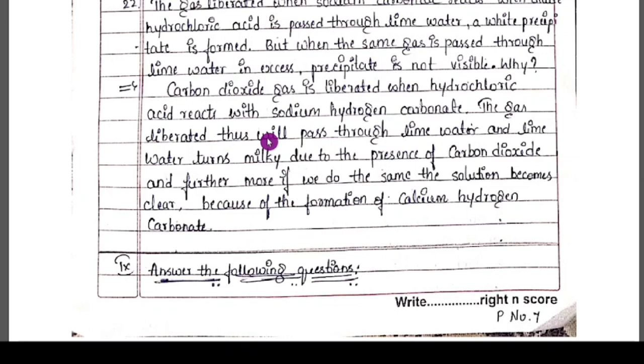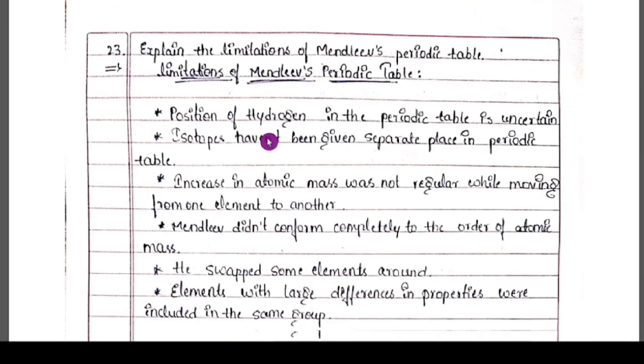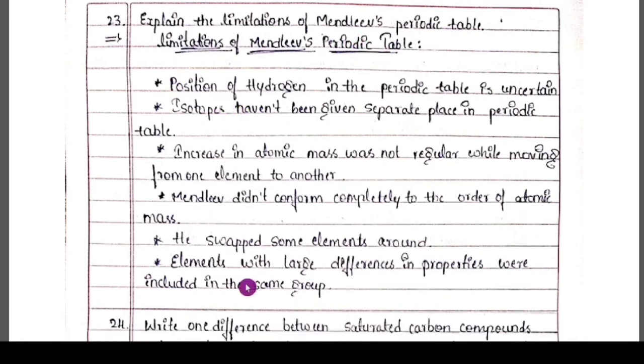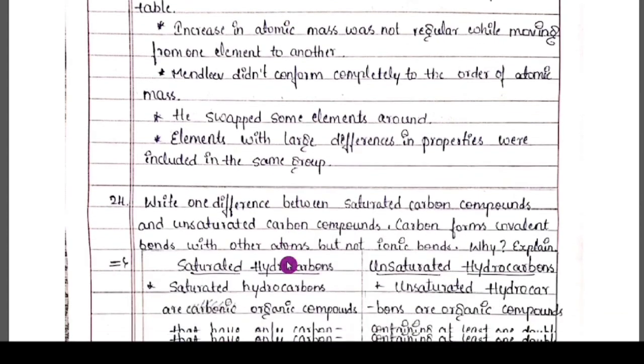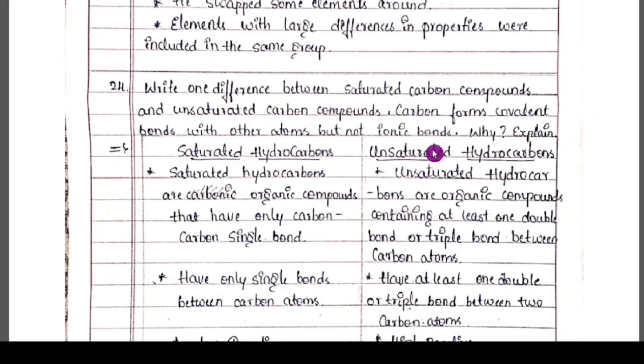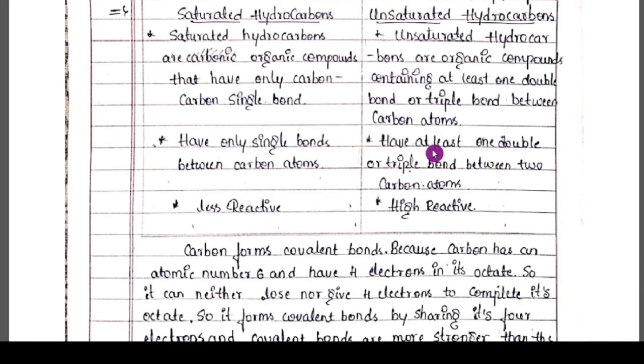Next, 9th main, answer the following questions. 23rd question, explain the limitations of Mendeleev's periodic table. Here I have given the points, so you have to practice, children. The next one is 24th, write the differences between saturated carbon and unsaturated carbon compounds. Here also I have given the answer, so you follow this.